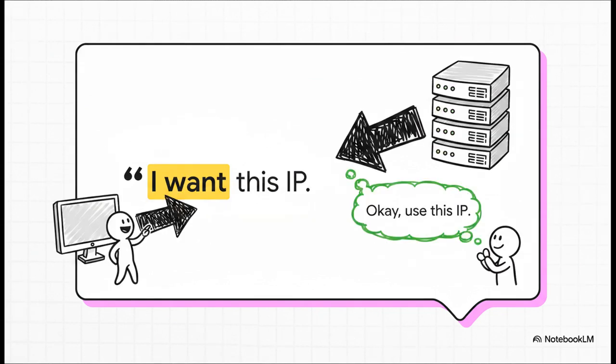Finally, we wrap up with the R and the A, Request and Acknowledge. The client looks at the offer and shouts back to the server, "Awesome, I want this IP." That's the request. The server then finalizes the handshake by sending the acknowledge message. "Okay, use this IP." The deal is totally done. The client configures its network interface and communication on the network officially starts. 4 incredibly simple steps: Discover, Offer, Request, Acknowledge.